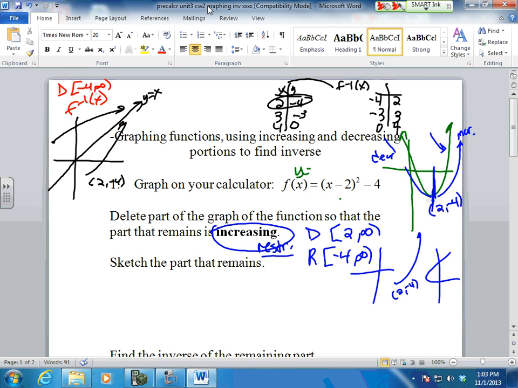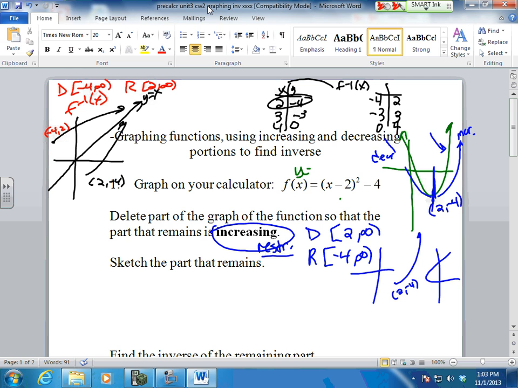And look at that. Here's your point, -4, 2. Isn't it -4 to infinity? Now, your y's become your x's, your x becomes your y. So it'll be 2 to infinity. And isn't that true according to your graph? Yes. So the domain and the range interchange as well.